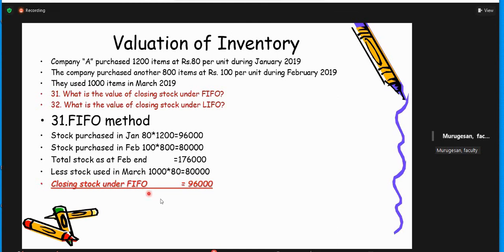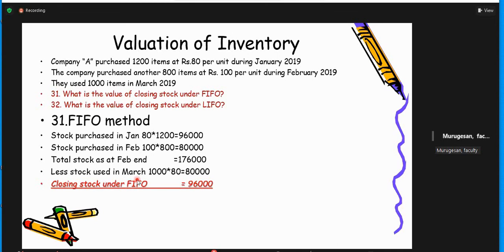So the closing stock under FIFO method will be 96, as at March end. In March they have not purchased anything. In January they purchased something, in February they purchased something, and in March they used something out of it under the FIFO method. Now you have to value under the FIFO method.